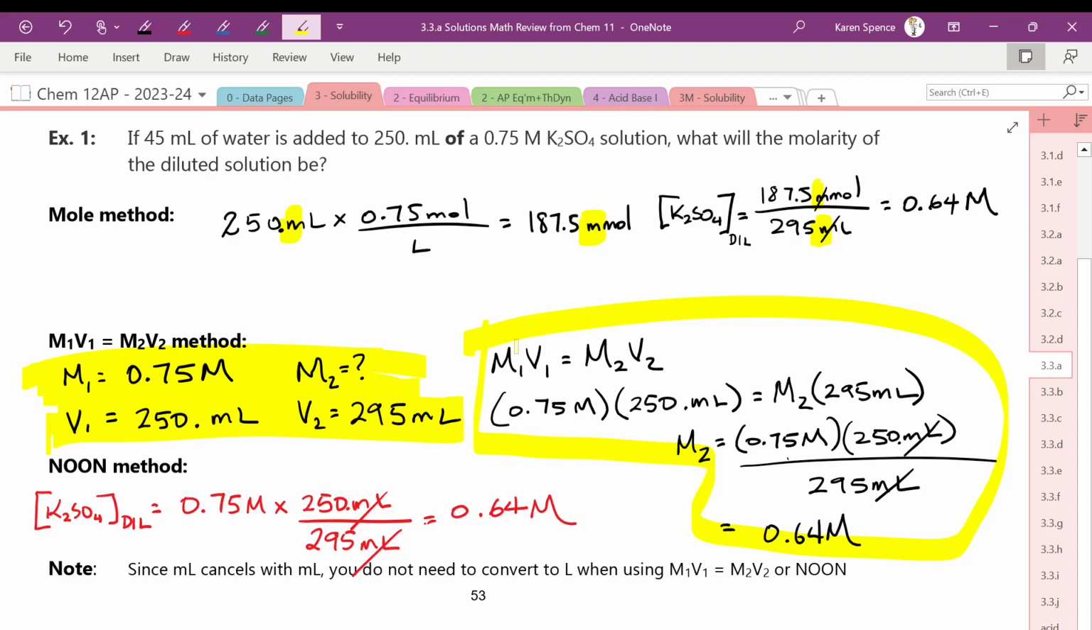Now, the only thing with the Noon method is that it doesn't work as well if the question is, what volume of stock solution do you need? Because then instead of finding the diluted concentration, you're finding the old concentration or the old volume. So M1V1 is a little bit more flexible in that regard. Not that you can't reorganize Noon.